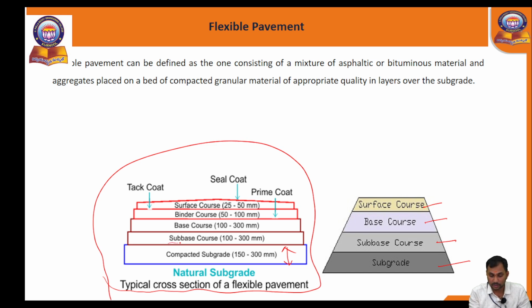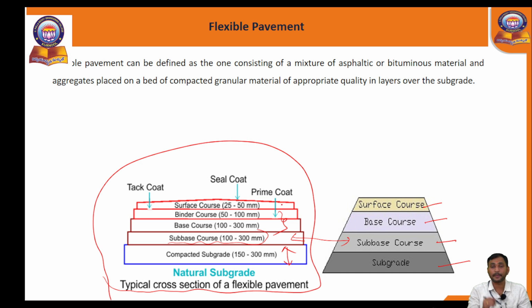Next, when coming to the subbase course layer, the thickness of the subbase course layer is 100 mm to 300 mm. Any type of soil, or gravel, or small chips we provide on the top surface of the subgrade layer. After that, we sprinkle some water and compact it with bulldozer vehicles.